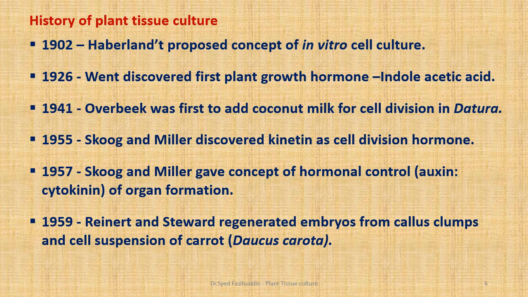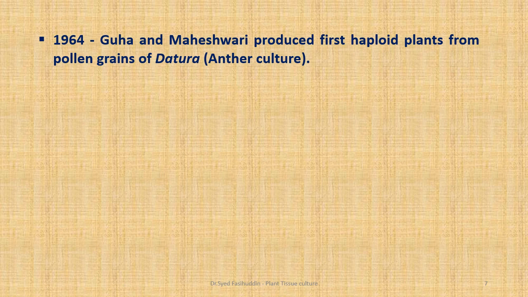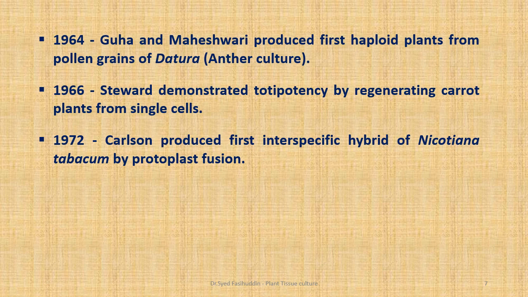In 1959, Reinert and Steward regenerated embryos from callus clumps and cell suspension of carrot. In 1962, Murashige and Skoog developed MS medium. In 1964, Guha and Maheshwari produced first haploid plants from pollen grains of Datura by anther culture technique. In 1966, Steward demonstrated totipotency by regenerating carrot plants from single cells. In 1972, Carlson produced the first interspecific hybrid of Nicotiana tabacum by protoplast fusion.